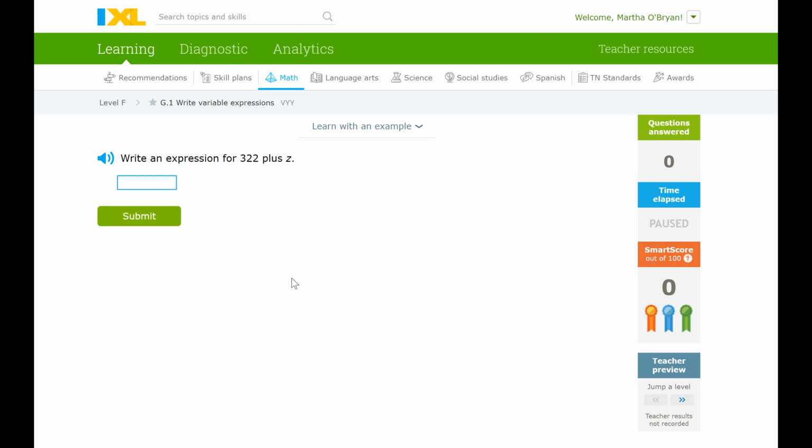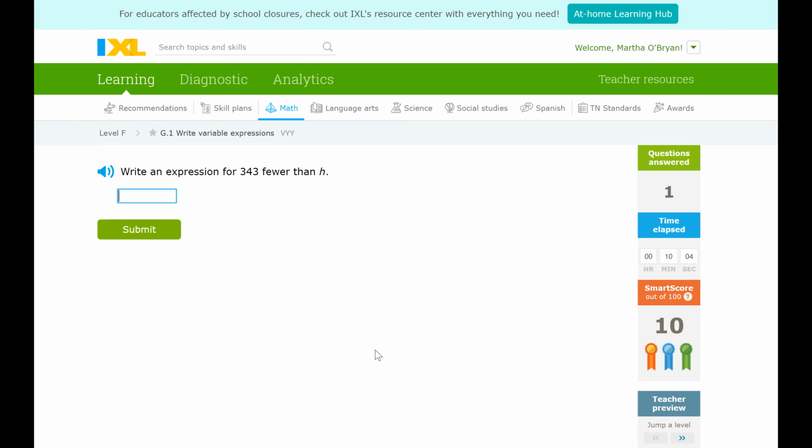On IXL you can see write an expression for 322 plus z. So basically what this is asking for is literally just 322 plus z. So I'm just going to type that in just like that. I think I don't want the spaces. This is the expression that we're just writing out in symbols that they've explained to us in words. Awesome. We're going to come back to that in just a minute.